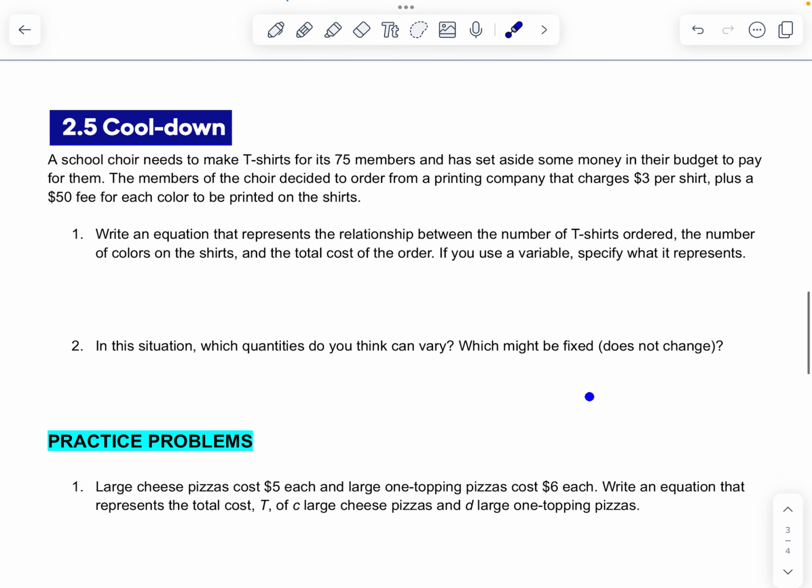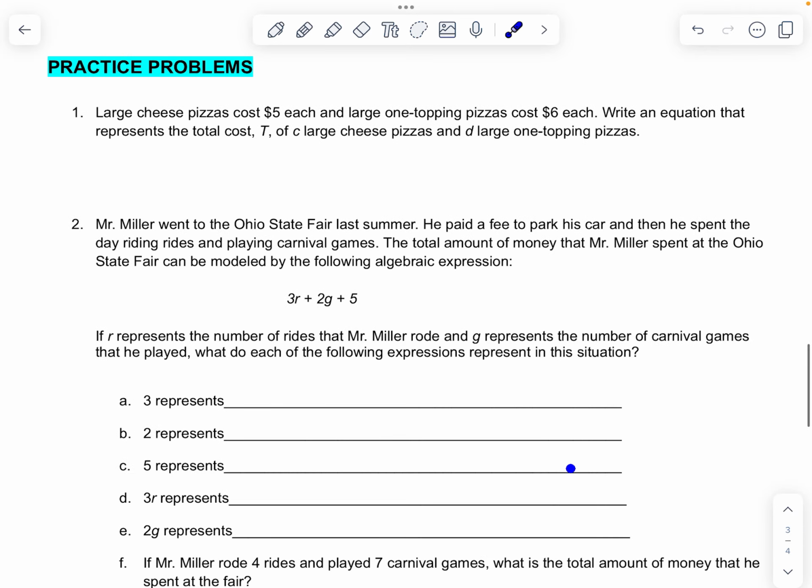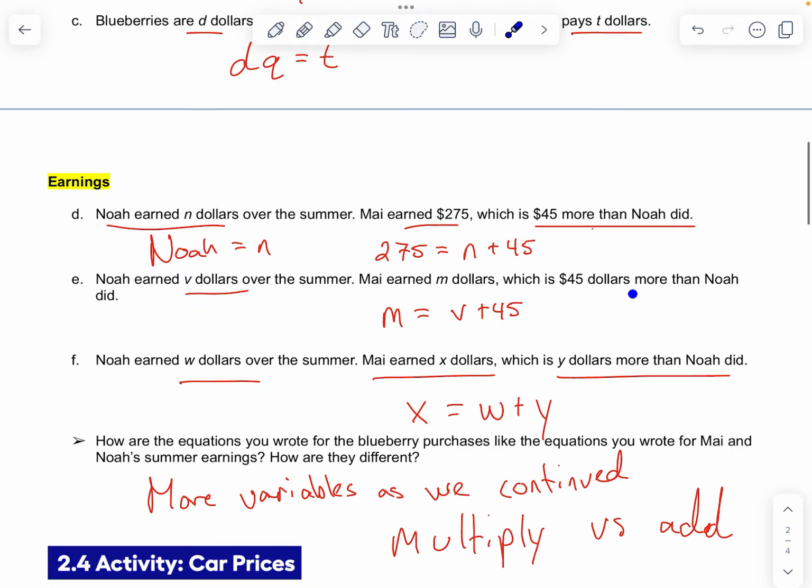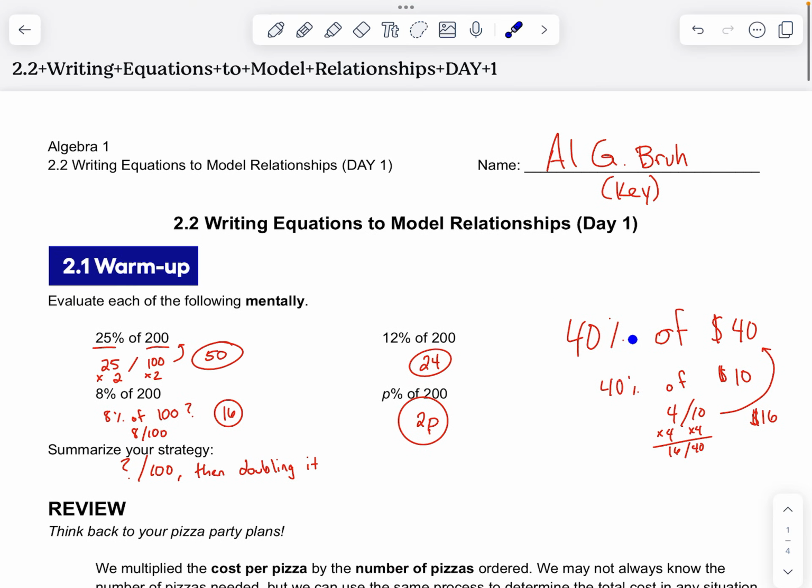Okay, so that's kind of it for today. I want you guys to go ahead, like I said, and do this cool down. I'm going to post an answer key for that here just momentarily. And you can check it over with your friends around you if you want. And then lastly, do the practice problems. Make sure to submit those into Canvas. Again, I apologize I wasn't there today, but I'm looking forward to seeing you guys tomorrow and seeing how you did.